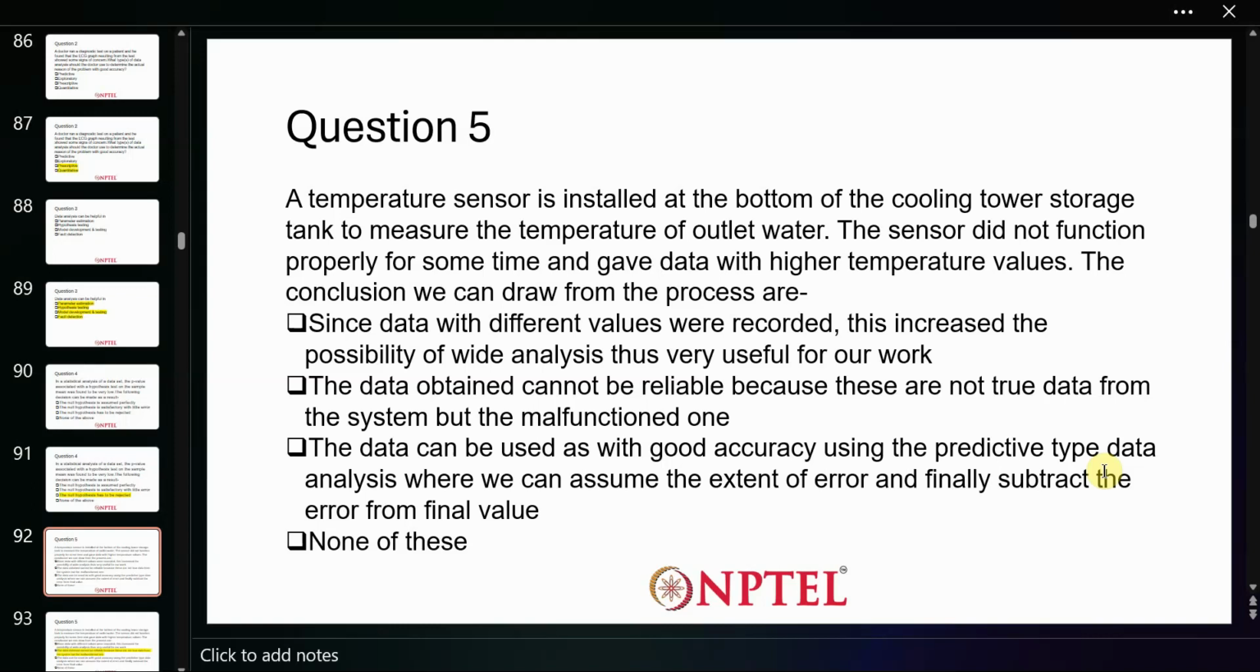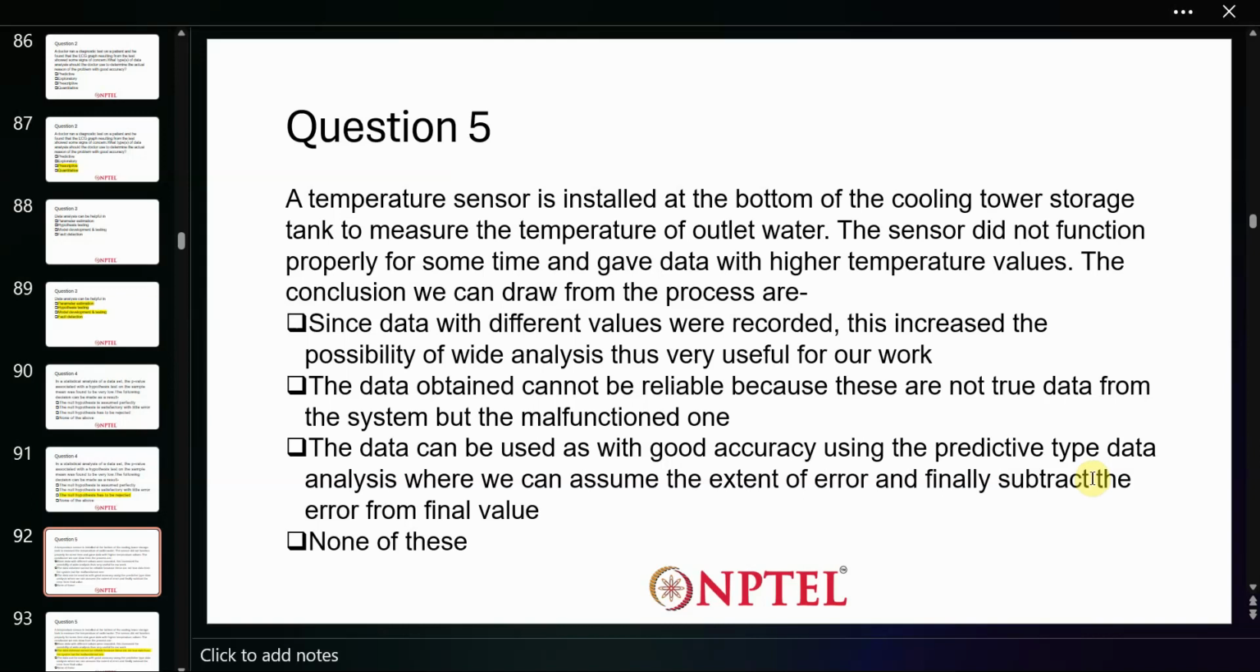None of these. So in the first, what they are saying is that since different values were recorded, it is giving wide data scope for wide analysis, so we should use the data. In the second, it is saying that since the sensor was not functioning in the end, the data is not true data and it is not reliable. In the third, it is saying that the data can be used with good accuracy.